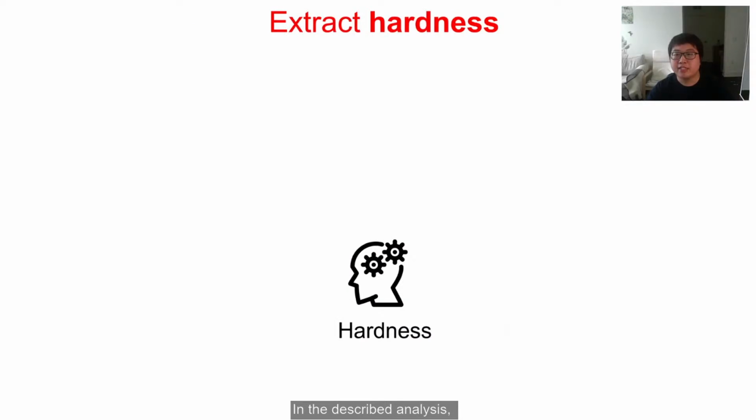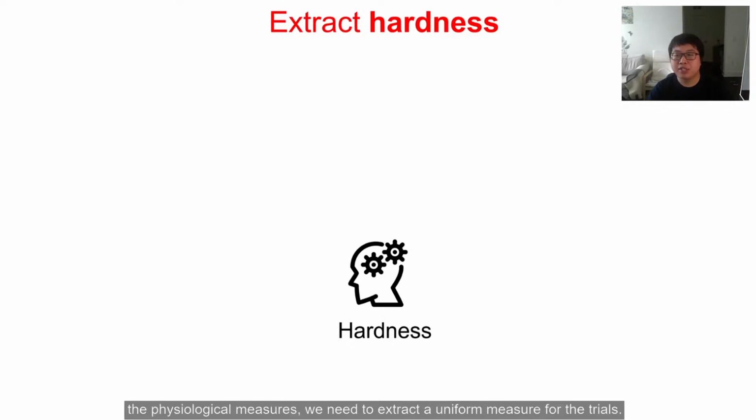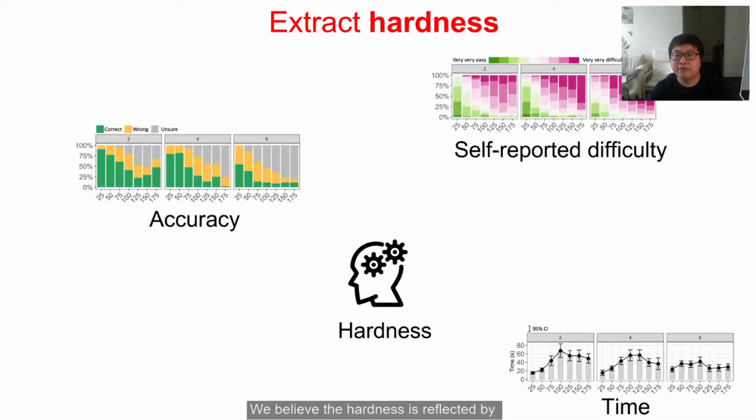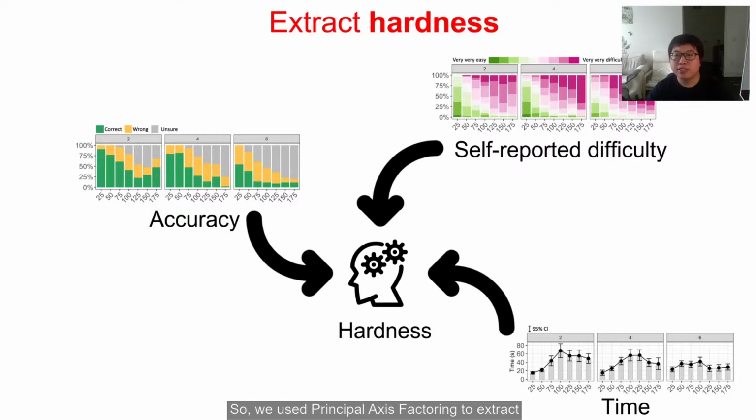In the described analysis, we only have 2 categories, easy and difficult. To obtain a more nuanced understanding of the physiological measures, we need to extract a uniform measure for the trials. We call this hardness. We believe the hardness is reflected by the traditional measures, that is accuracy, self-reported difficulty, and time. One way is to extract a latent variable behind them. So we use principal axis factoring to extract the hardness from the three traditional measures.